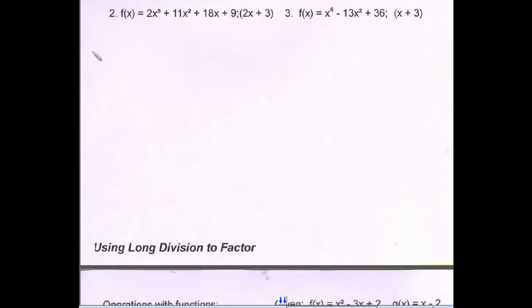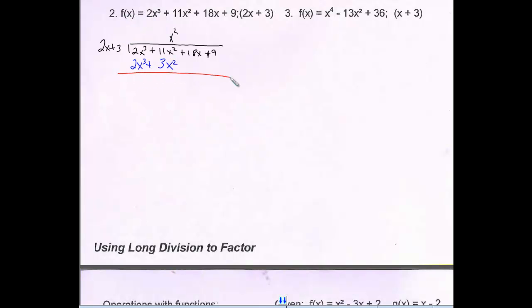Example 2. Let's set up our problem for long division. 2x plus 3. And in here I have no missing terms, so I'm just going to write down 2x cubed plus 11x squared plus 18x plus 9. Divide first term in the first term. 2x goes in the 2x cubed, x squared times. Distribute the x squared to 3, so x squared times 3 is 3x squared, and x squared times 2x is 2x cubed.